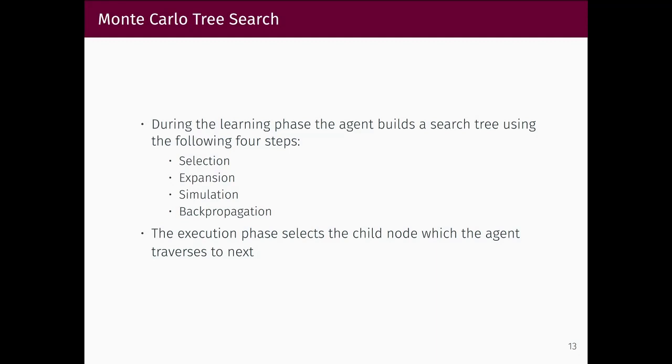And then simply at the execution phase, the agent just selects a child node to traverse to. So that will be a node that maximizes the heuristic that the Monte Carlo tree search algorithm is using.